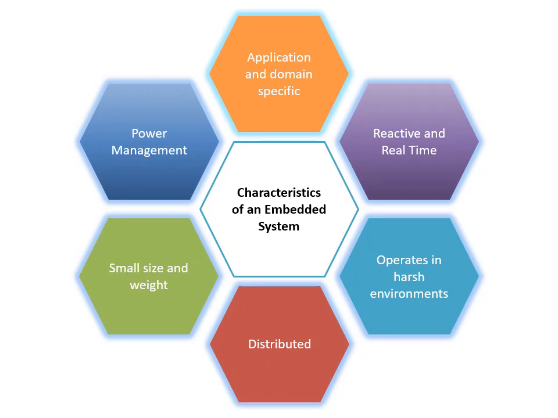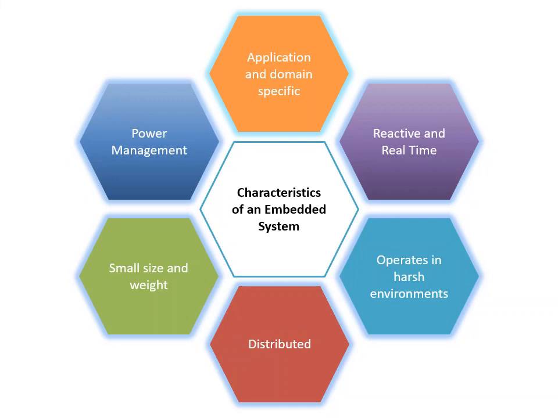So to summarize, like any other system, an embedded system has a lot of characteristics. I have just shortlisted 6 of them. The first one was application and domain specific. Embedded systems are application specific. A system defined or designed for a particular application cannot be used for another application. The embedded system should be deterministic. It should be operating in real time and should be responding to the required task in a known amount of time.